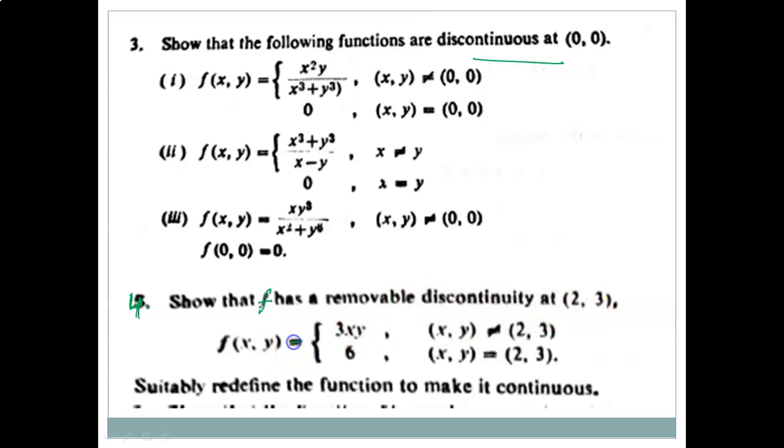f of x, y is equal to 3xy when (x, y) is not equal to (2, 3), and the value is 6. f of x, y equals 6 when (x, y) equals (2, 3). Then suitably redefine the function to make it continuous.